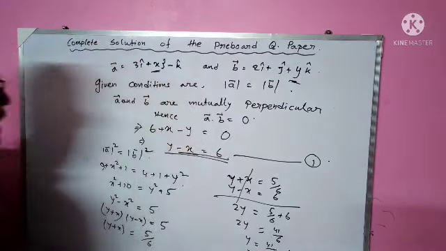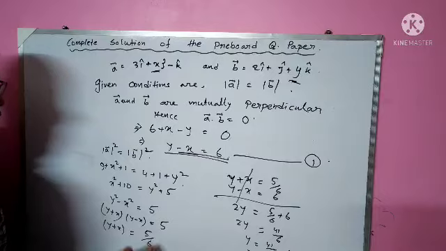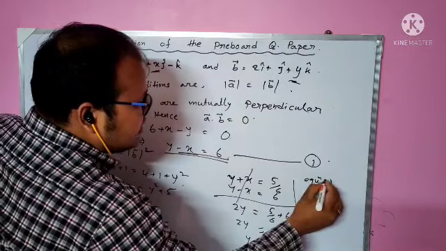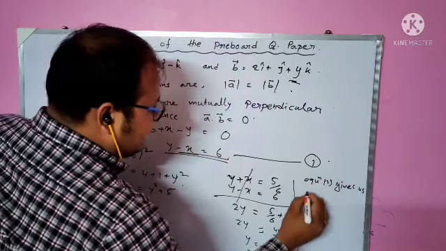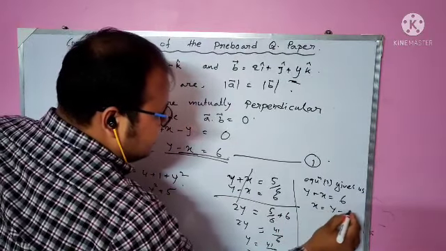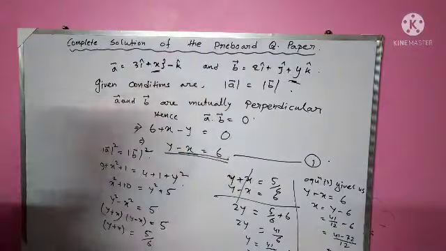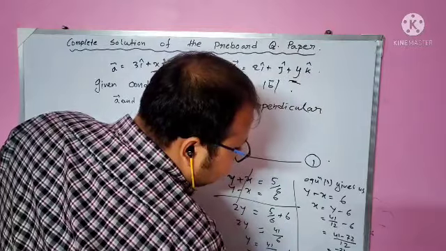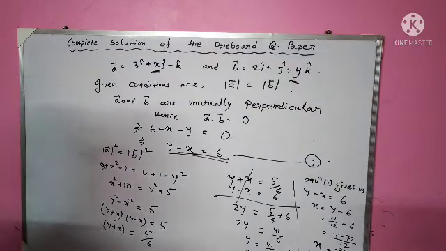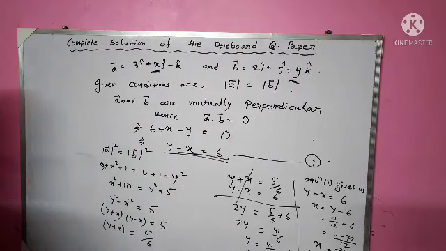So this is your y value, and what about the x value? You can use any of these two equations, put in the value of y, and find the value of x. Let us use equation 1. Equation 1 gives us y minus x equals 6. So x will be equal to y minus 6, which is 41 by 12 minus 6, and that is nothing but minus 31 by 12. So that is the value of x you are getting. So these are the values of x and y you can obtain from these two equations, or from this given condition.